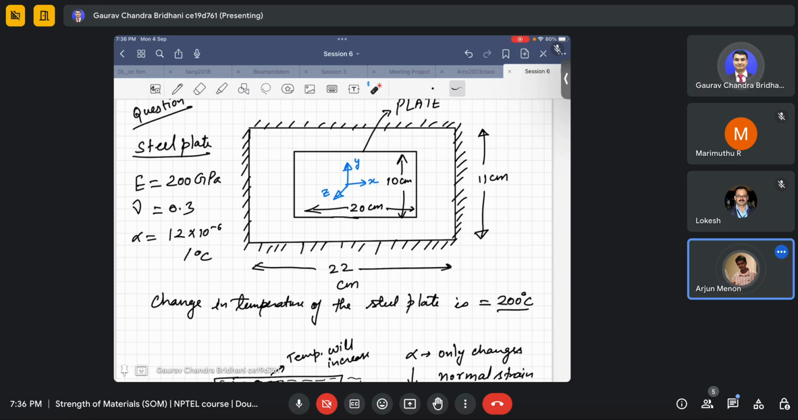It expands, but it doesn't touch. It doesn't touch.